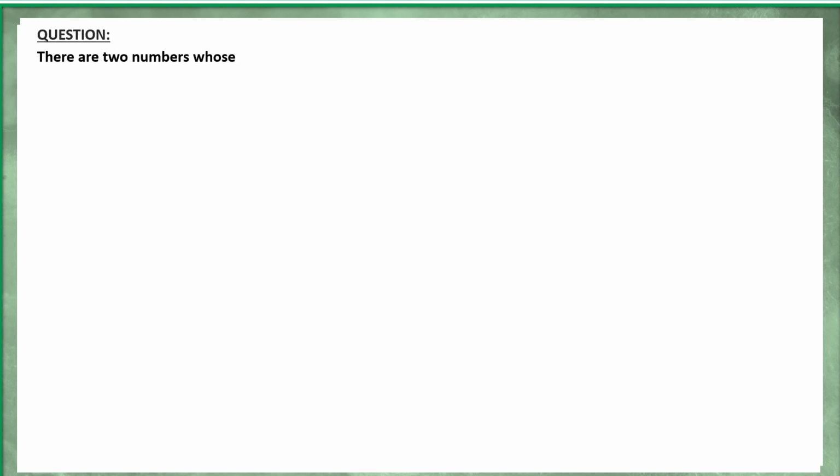Today we'll be looking at this question. It's a word problem. There are two numbers whose sum is 72. One number is twice the other. What are the numbers?